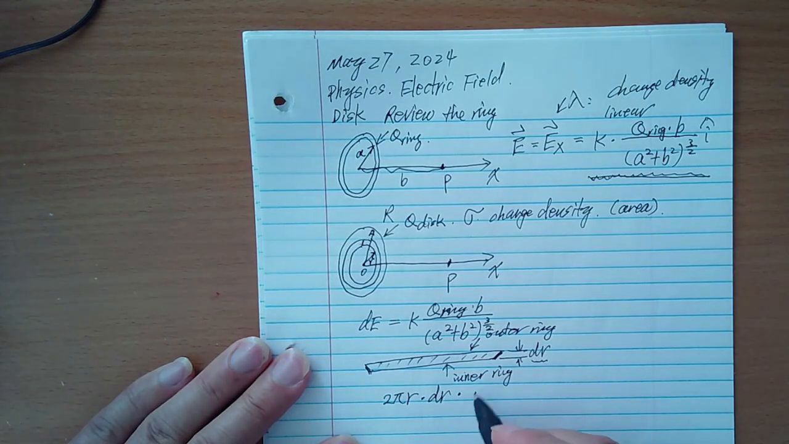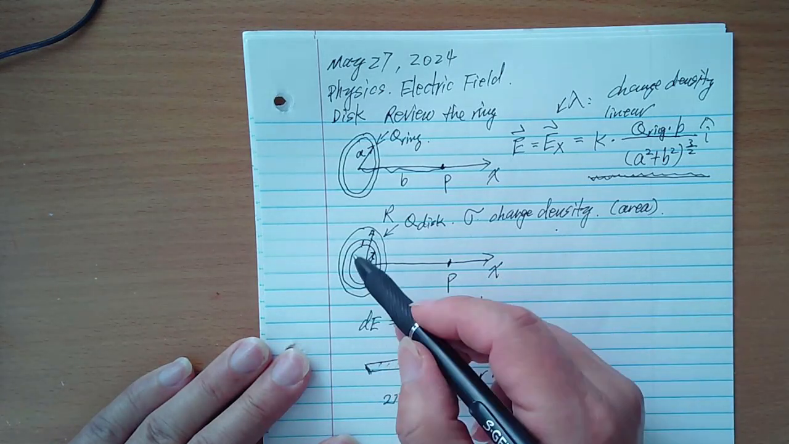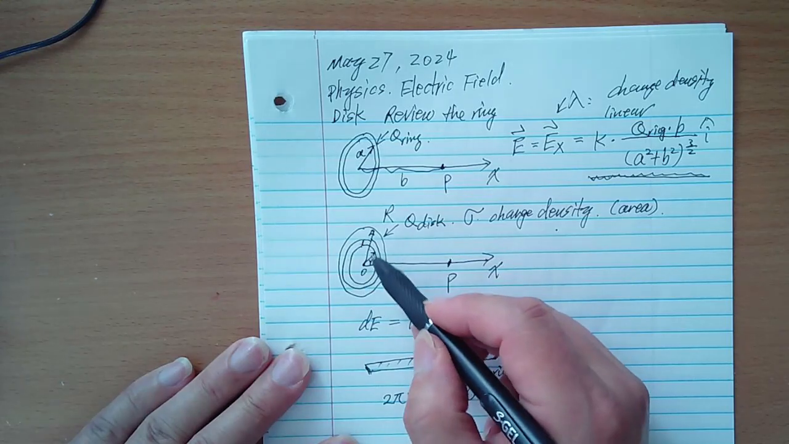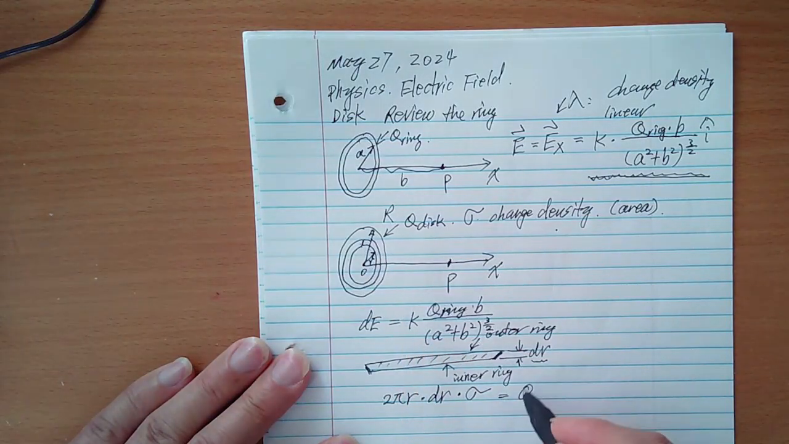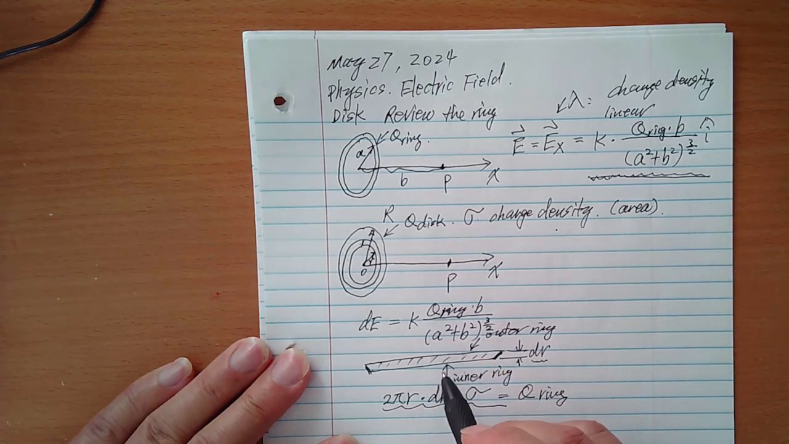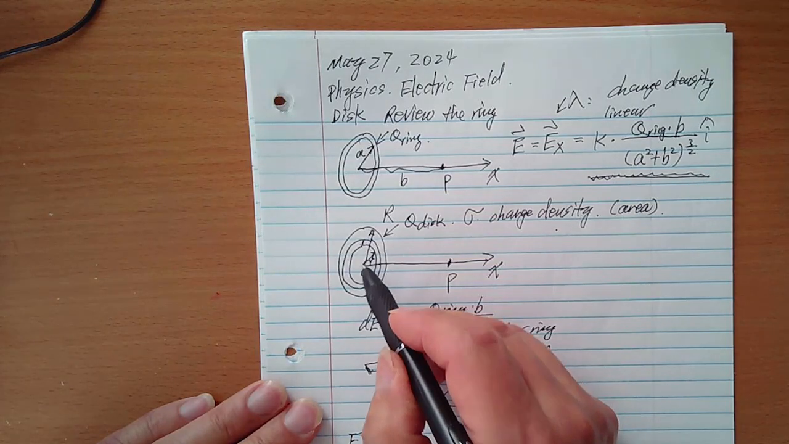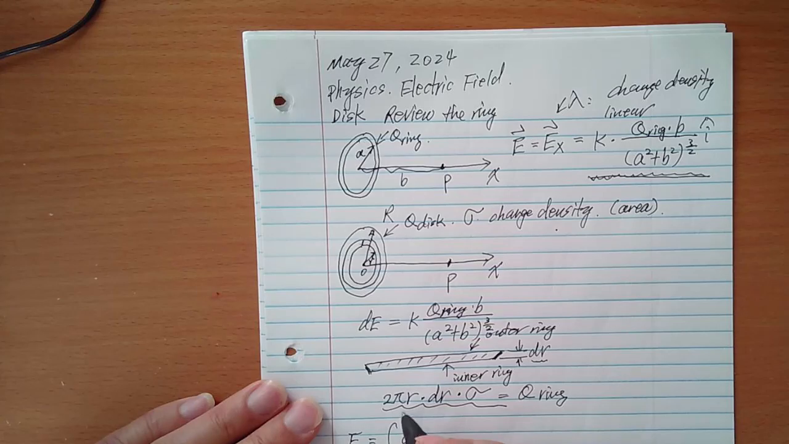And then the whole area times sigma, which is the charge density, gives us the whole charge in this area. So that is indeed our Q ring, and we can use this to replace Q ring. Let's see. Since we have dE, our E will be the integration of dE, right? And then we integrate from 0 all the way to R, 0 to R. And then what do we have?